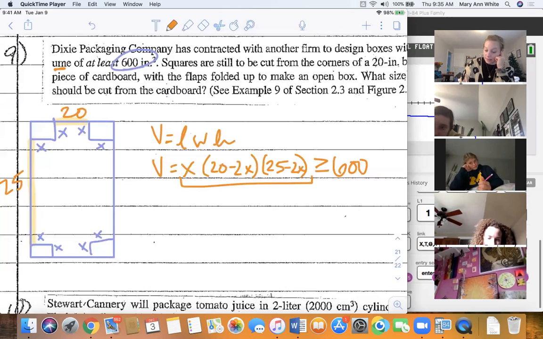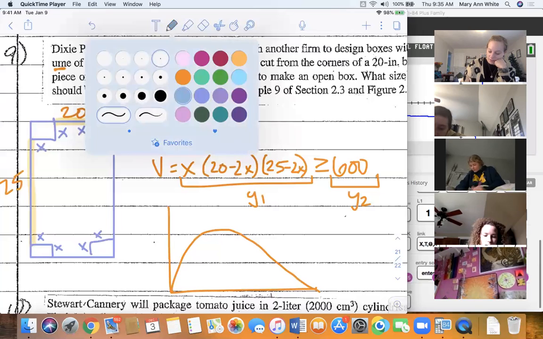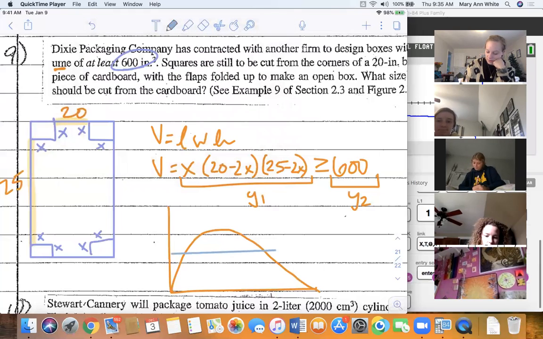Now I'm going to plug this into my y1 and I'm going to plug this into my y2. We're going to find the intersection. The graph will look something like this. And then we just want to find the interval where 600 intersects it. And since I want it to be that or bigger, we'll want this area right here.